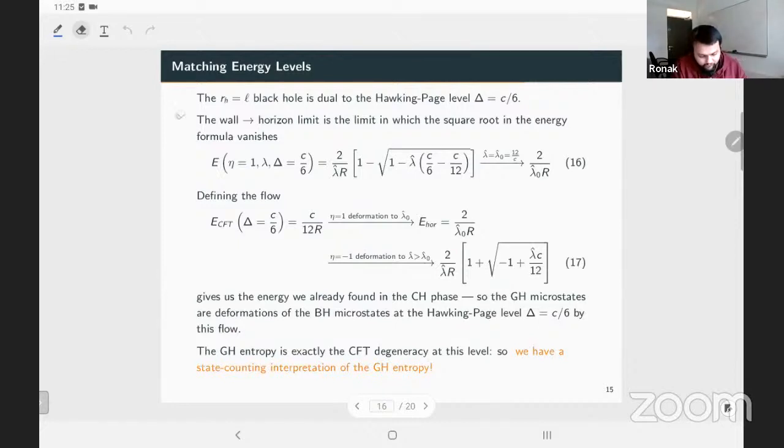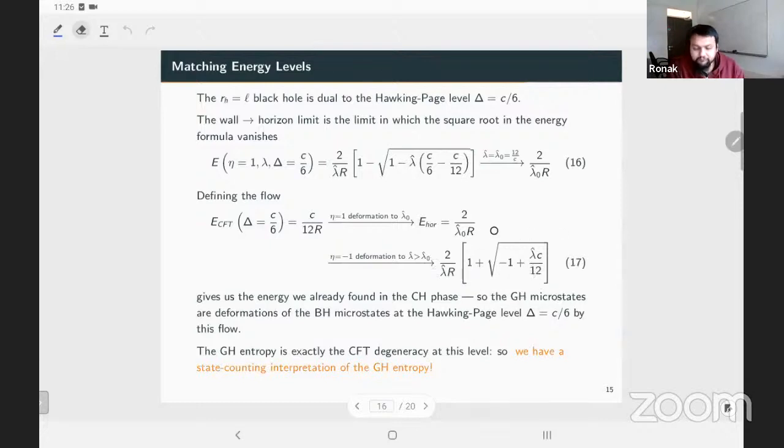So I've written down the flow here. The wall to horizon limit, as I mentioned earlier, is the one in which the square root of the energy formula vanishes. This is the square root of the energy formula for eta equals 1, which is AdS. And as you can see, we replace delta equals c over 6, which is the Hawking-Page level here. That gives you a certain value of lambda hat naught where it vanishes. So our rule is we start with the CFT energy at this level, which is this. We do the eta equals 1 deformation to lambda hat naught. We get this energy. We now flip eta to -1 and keep increasing lambda hat. And then we get this energy.